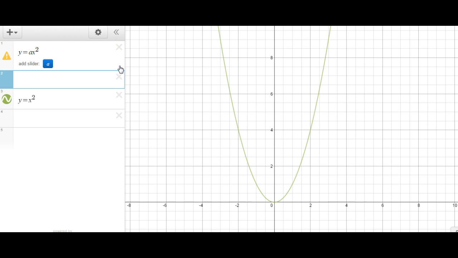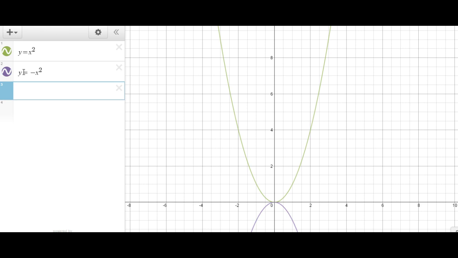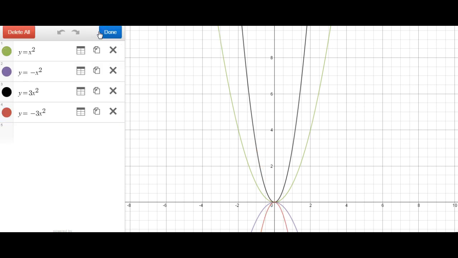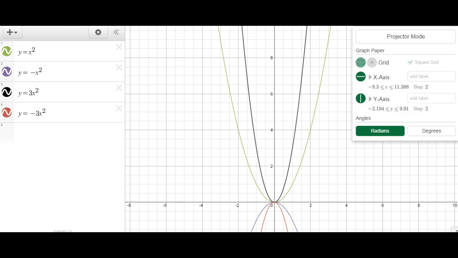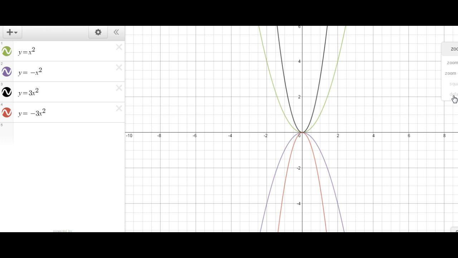Okay, so hang on, let me just. Okay, what do we want? Y equals x squared. What else? What were the other ones? Y equals negative x squared, and 3x squared and negative 3x squared, right? Okay, there they are. There we go. Take it back.